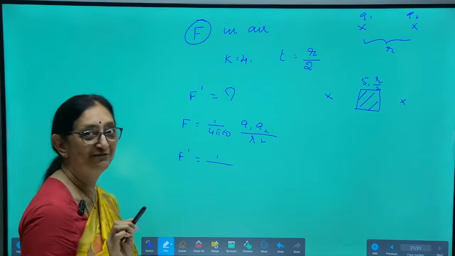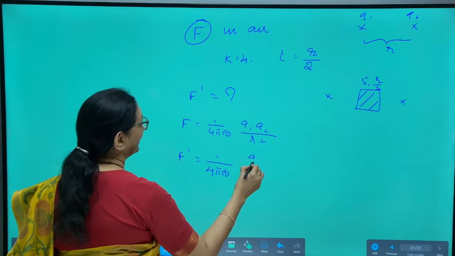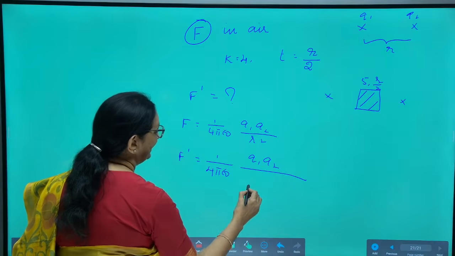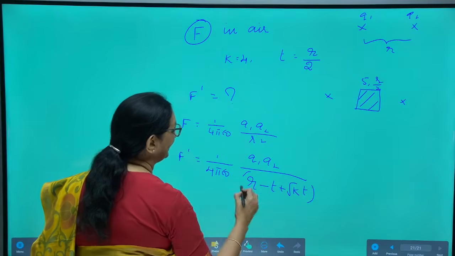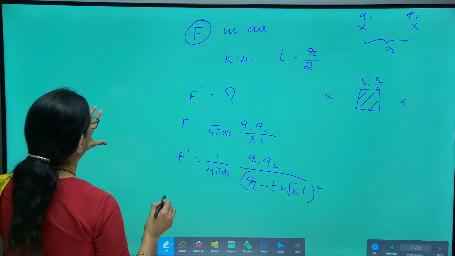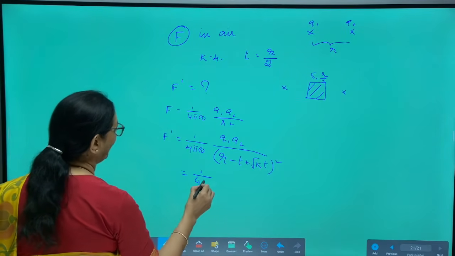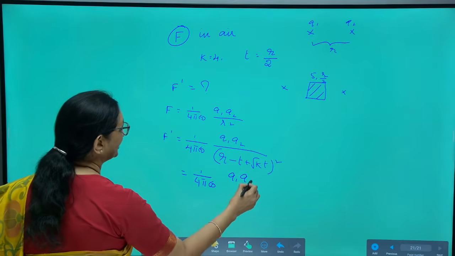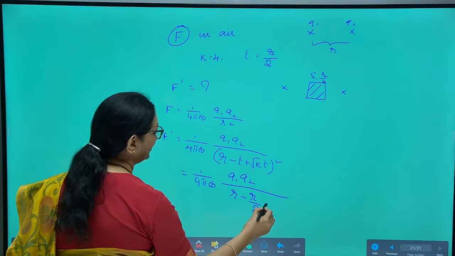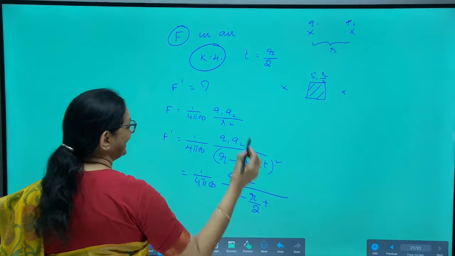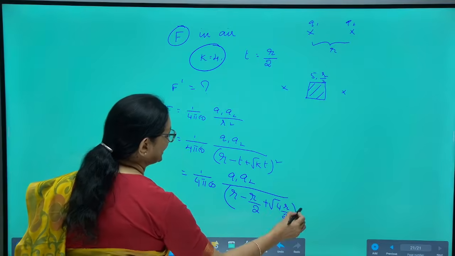You understand why I am taking 4. Okay, so 1 by 4 pi epsilon naught Q1 Q2 by, instead of R minus T plus root K into T whole square. Now, look here, this becomes 1 by 4 pi epsilon naught Q1 Q2 by R minus, thickness is R by 2 plus root K is root 4 into T is R by 2 whole square.